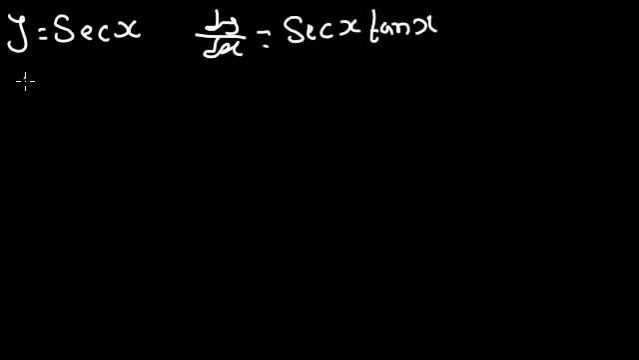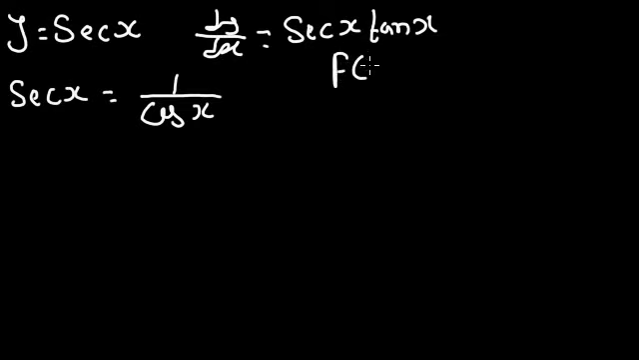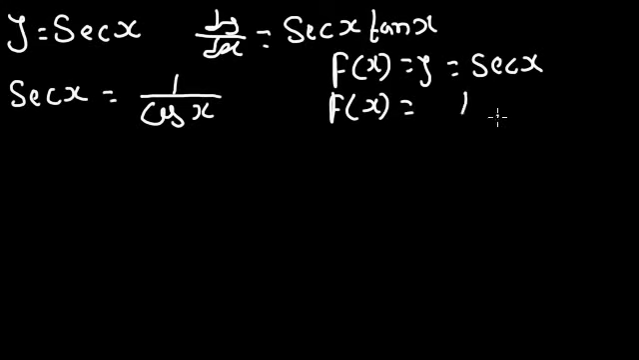Keep in mind, the secant function is a reciprocal function and simply equals 1 over the cosine function of x. If that is the case, since f of x is equal to y and is equal to secant x, then f of x is still the same as 1 over the cosine function of x.